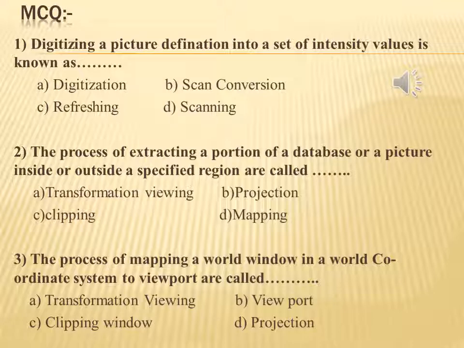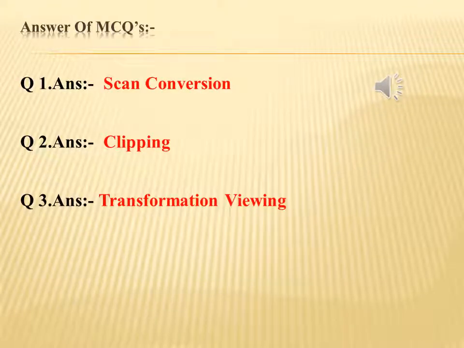The first option is viewing transformation, second is projection, third is clipping, and fourth is mapping. Then third question: the process of mapping a world window in a world coordinate system to a viewport is called dash dash. The first is viewing transformation, second option is viewport, C option is clipping window, and fourth is projection. Answers of the MCQs: Question 1 answer, scan conversion. Question 2 answer, clipping. Question 3 answer, viewing transformation.